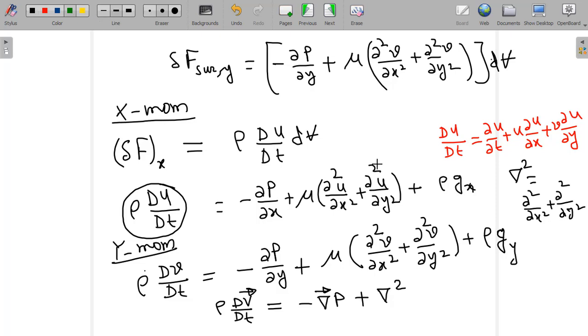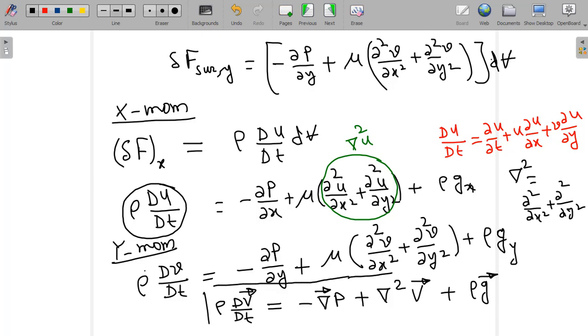Okay, so we can write this quantity as del 2 u, and this quantity as del 2 v. So in vector form, when you add them, it is del 2 v. Plus the last term is simply rho g. So this is the concise form written in terms of the del operator in a general vector equation. This is the Navier Stokes equation. Okay, so next class we will see the energy equation.